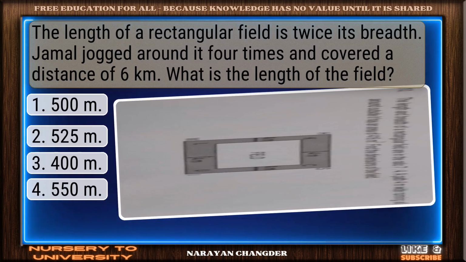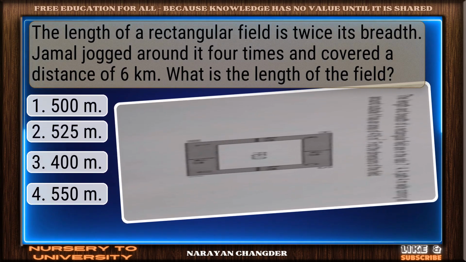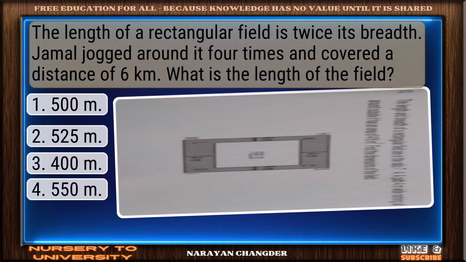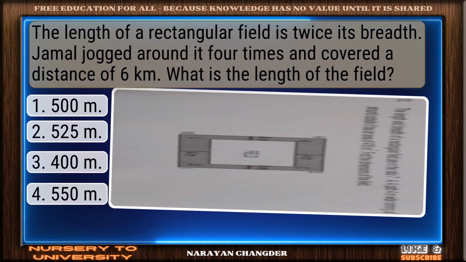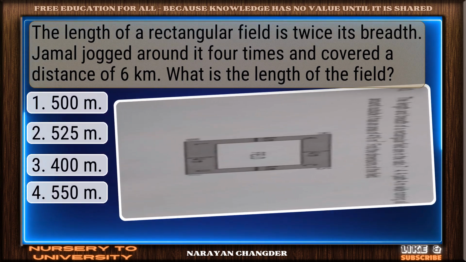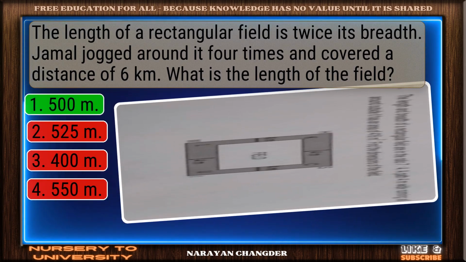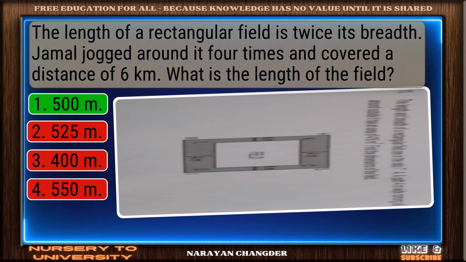The length of a rectangular field is twice its breadth. Jamal jogged around it 4 times and covered a distance of 6 km. What is the length of the field? Clear logic? Your choice 500 m is sound and 100% true.